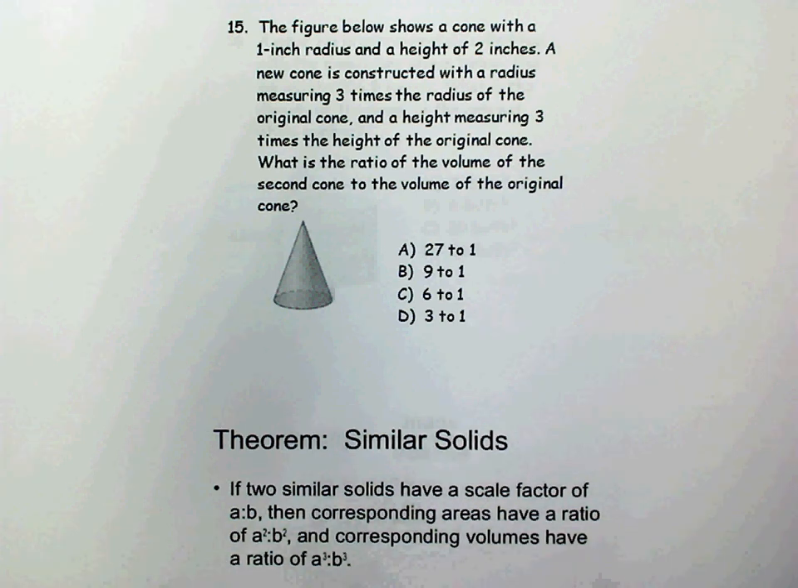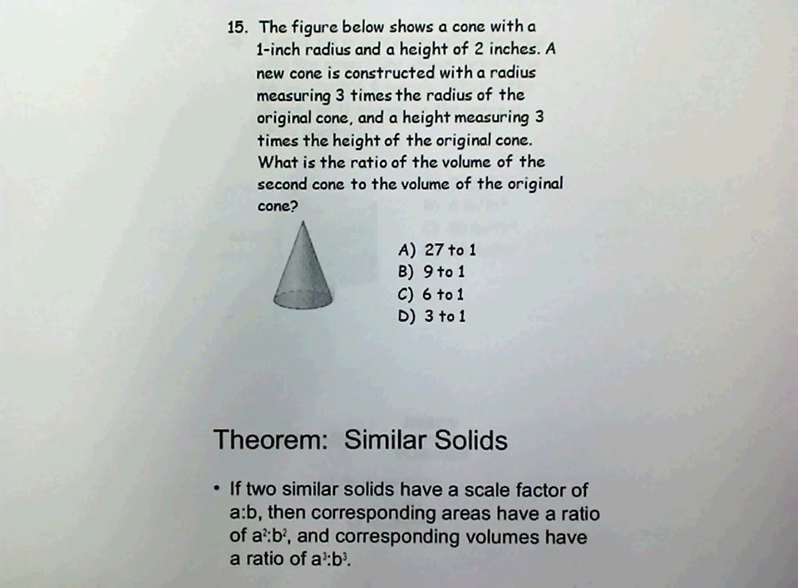Okay, on number 15 it says the figure below shows a cone with a 1-inch radius and a height of 2 inches. A new cone is constructed with a radius measuring 3 times the radius of the original cone and the height measuring 3 times the height of the original cone. What is the ratio of the volume of the second cone to the volume of the original cone?